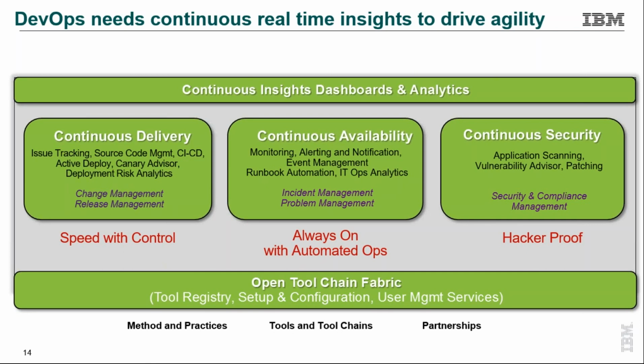But there are three fundamental pillars to that continuous insights engine. One is around ensuring continuous delivery. You want to get that code out there every minute, every hour, every day. You can't afford to have delays in it, so that's the big category of things that you'll see with continuous delivery. It's really about ensuring speed, but having that control.